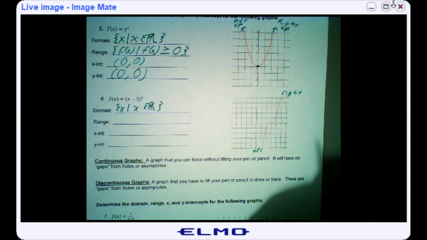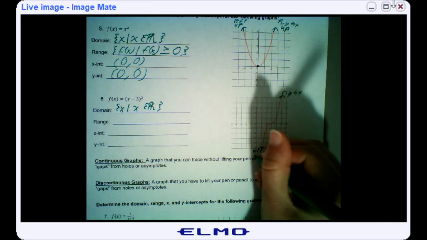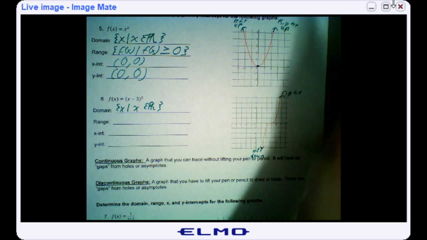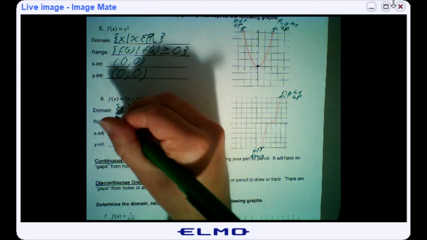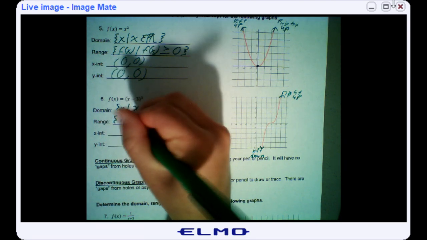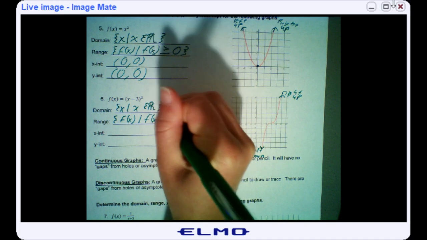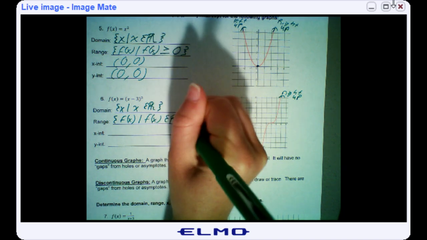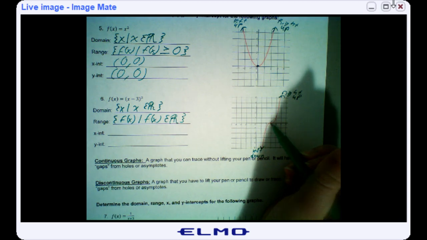For my range, remember, we're assuming these are arrows. I'm going down forever, and I'm going up forever. Therefore, I can have any y value. So f of x is an element of all the real numbers. For the x-intercept, I can see that fairly easily here. It's 3, 0.